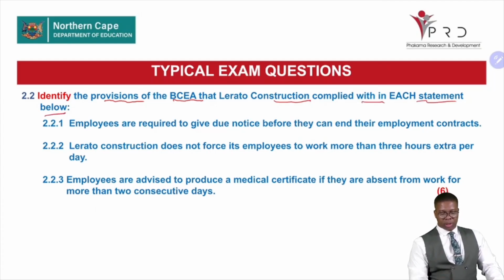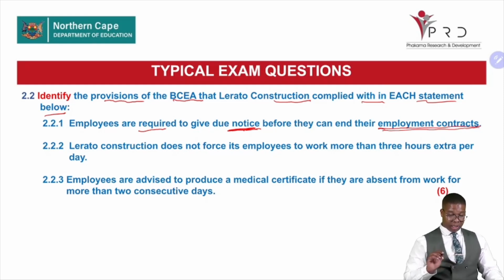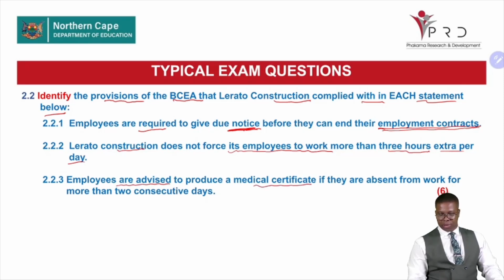So 2.2.1 says, employees are required to give due notice before they can end their employment contract. So which provision is that? Also note we are talking about giving due notice before ending an employment contract. Now, it means there's a contract being terminated there. Then Lerato Construction does not force its employees to work more than 3 hours of extra time per day. And then 2.3.2 says employees are advised to produce a medical certificate if they are absent from work for more than 2 consecutive days.